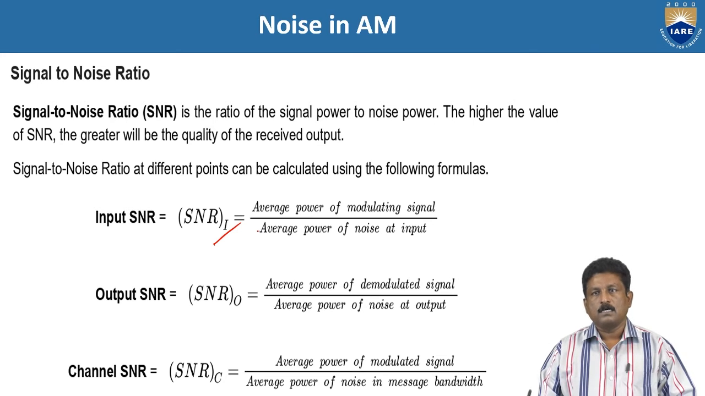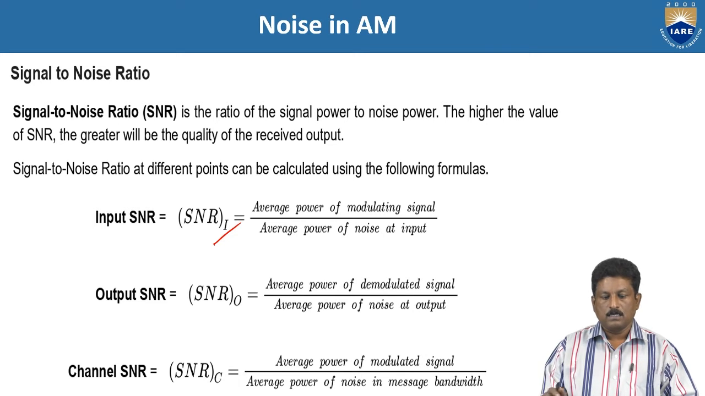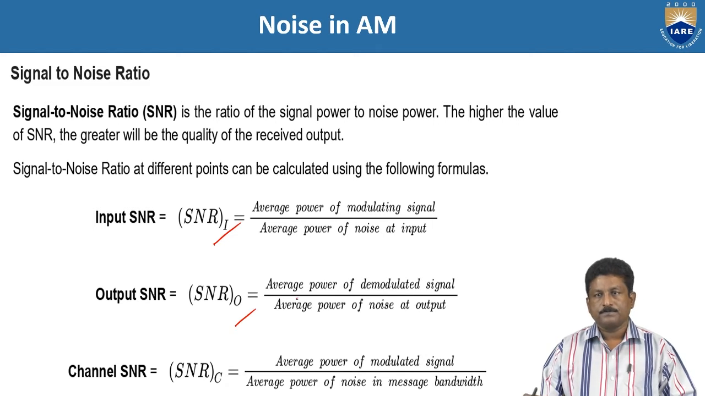It is the ratio of the average power of the modulating signal to the average power of the noise at the input side. And the SNR at the output side is the average power of the demodulated signal to the average power of the noise at the output side. Here we are going to measure the SNR at the output side, that is, the receiver side.